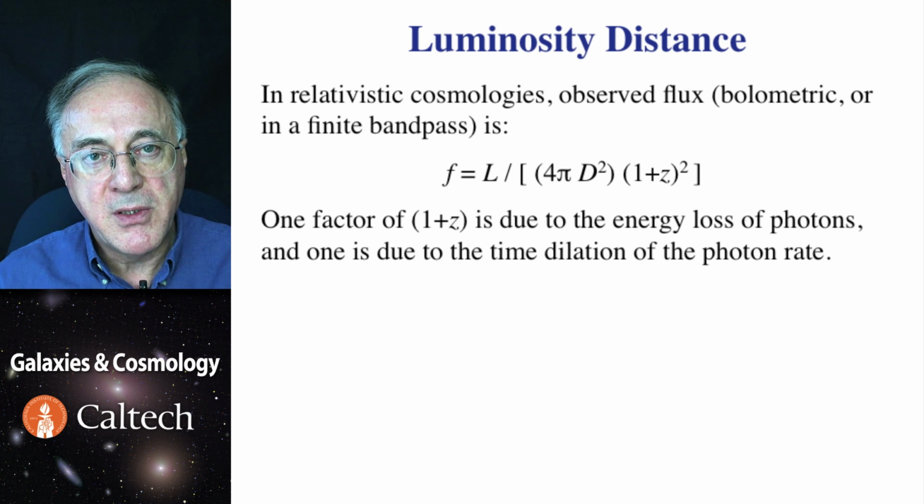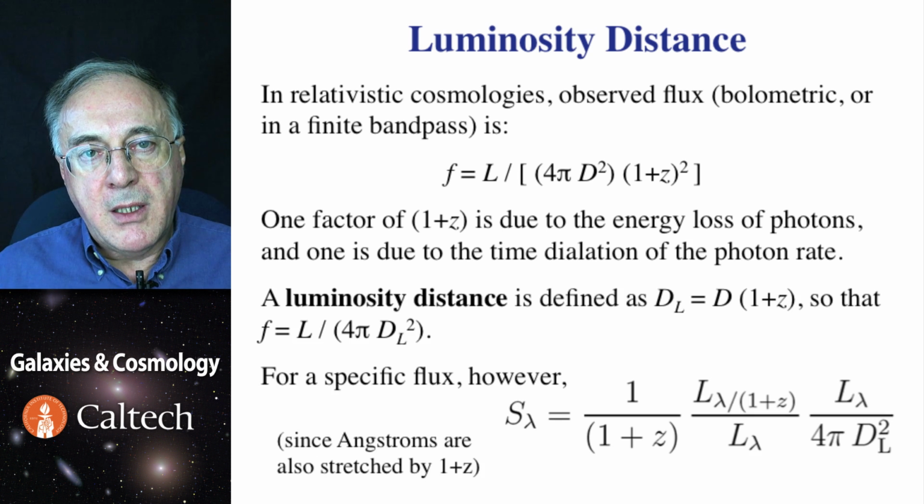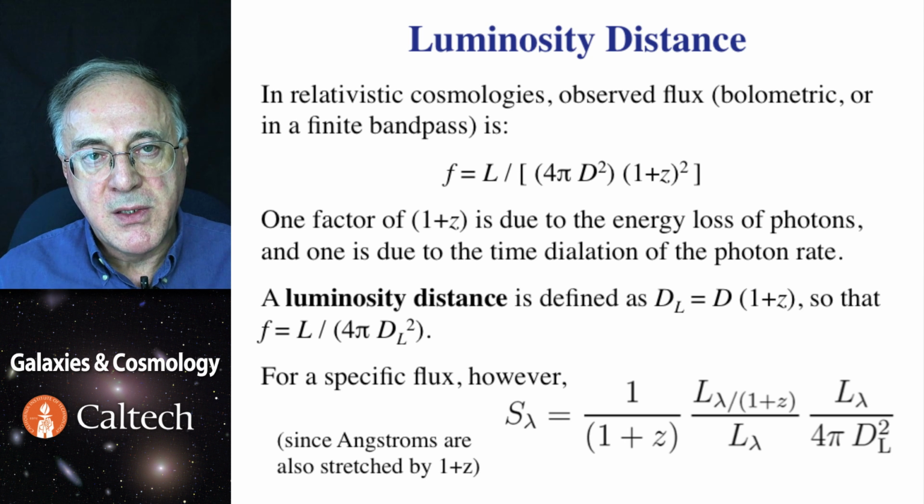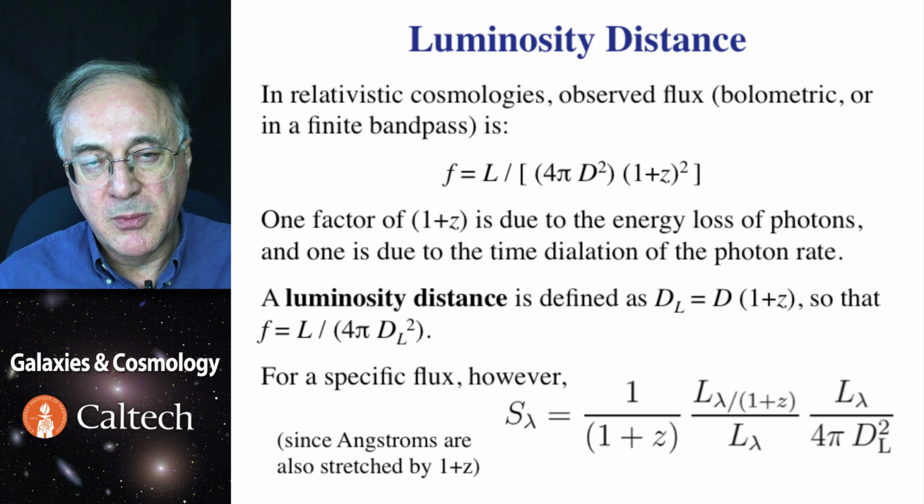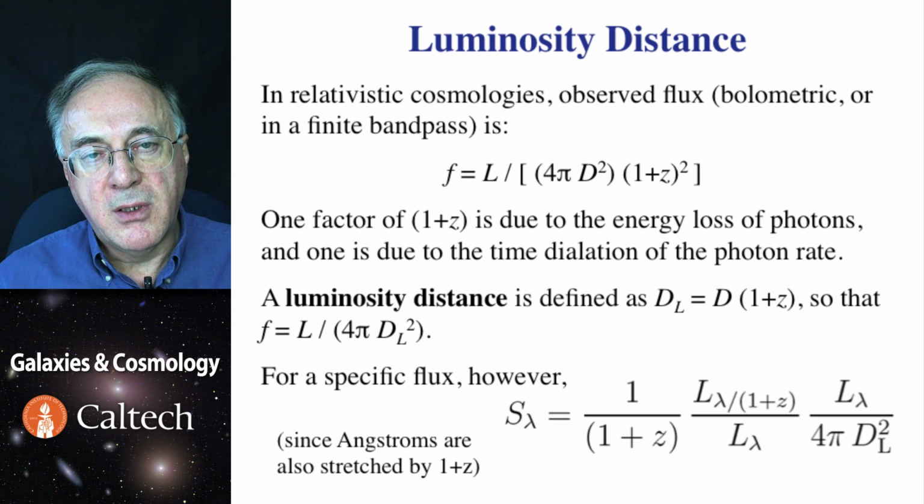So for convenience, luminosity distance is defined as the actual radial distance times 1 plus z. So when you take the square of it, you recover the familiar inverse square formula. That is if we can measure the total luminosity, but we usually measure specific flux, which is power per unit wavelength or unit frequency. In that case, we recover one power of 1 plus z because the angstroms are stretched by exactly the same factor, or the hertz are also stretched by that factor. So in the case of specific fluxes, there are no two powers of 1 plus z, only one.